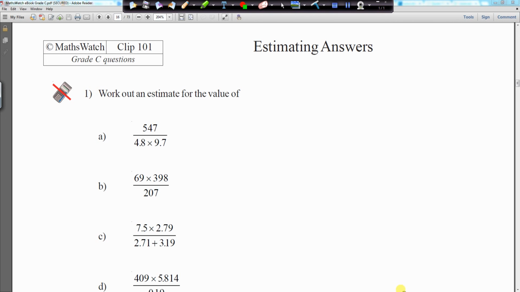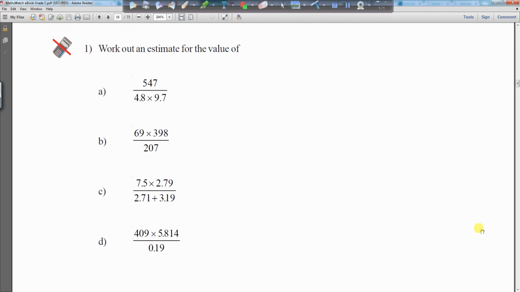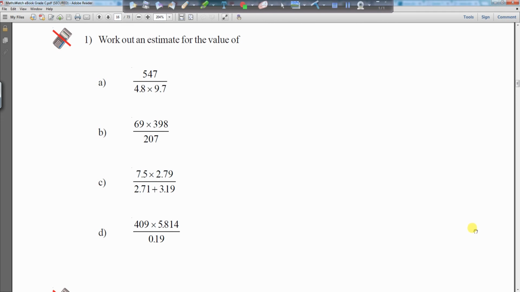Welcome back. We've carried on the second page of the exercise, estimating answers, grade C, clip 101. Okay, we're going to do this hopefully in two parts. Let's have a look. Work out an estimate. All right. Let's get cracking. Okay, hang on a second. Let's move it up a bit first. Let's move it up so you can actually see the questions. Okay, that's enough there. We're going to do this part first.